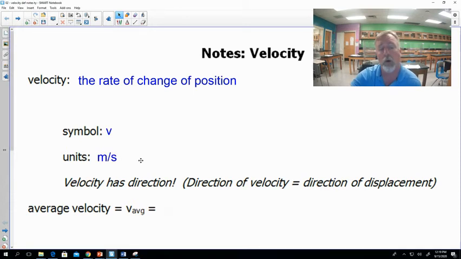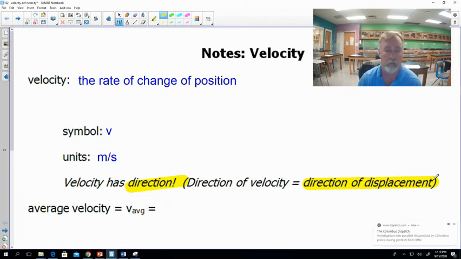How far did you go? How long did it take you to get there? Now, I want you to also notice that velocity has direction, and it's the same as the direction of our displacement. So you might have a velocity of 35 miles an hour, but I have to put a direction onto that. So I'd say 35 miles an hour to the north, for example. That would be a velocity.